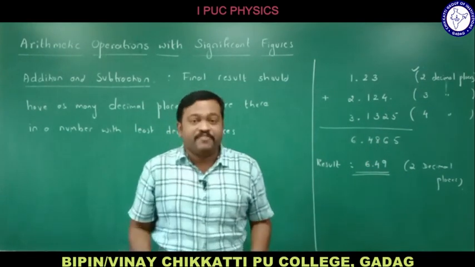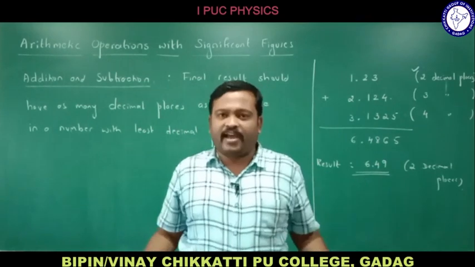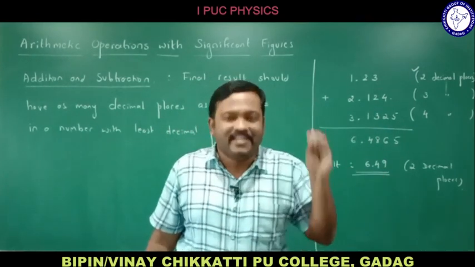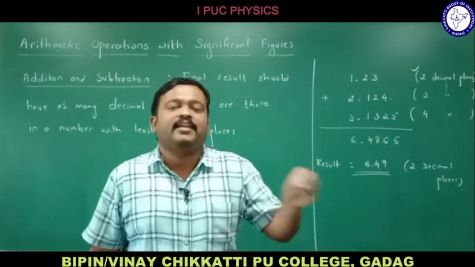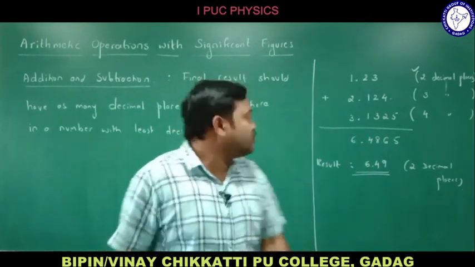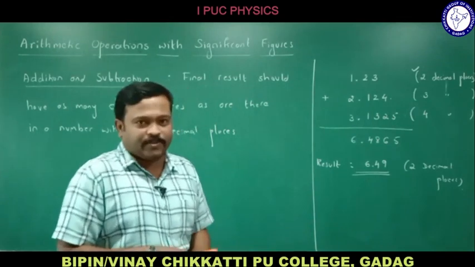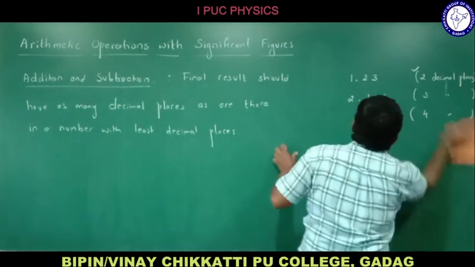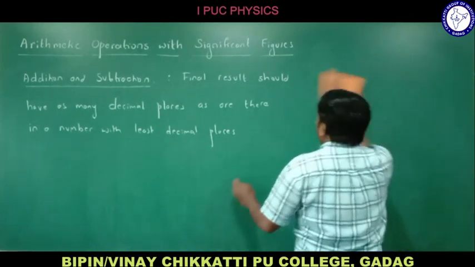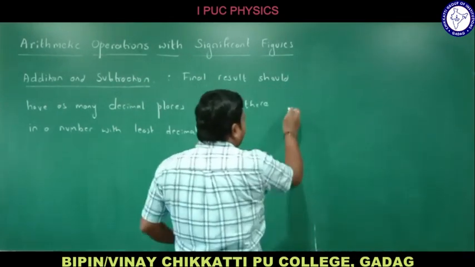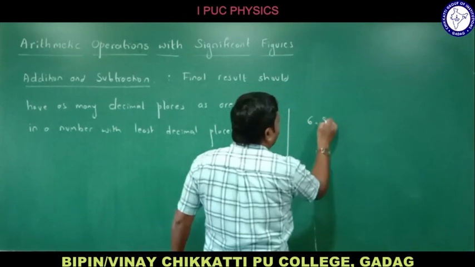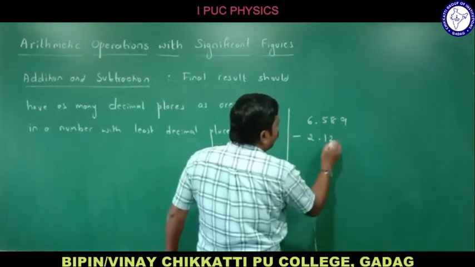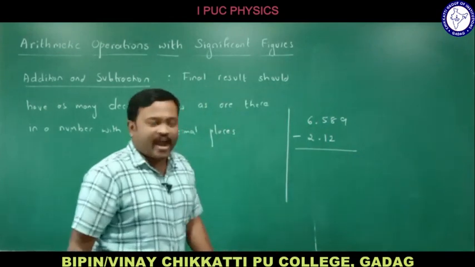Do you understand? Whenever you add or subtract the numbers, the final result should have as many decimal places as are there in a number with the least decimal places. So this is the thing, with the least decimal places, right? Okay, do you remember this? If you want to subtract also, the same rule holds good, right? For example, if you want to subtract 6.589 minus 2.12, how much do we need to write now here?